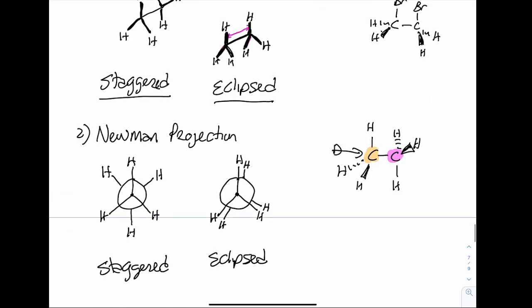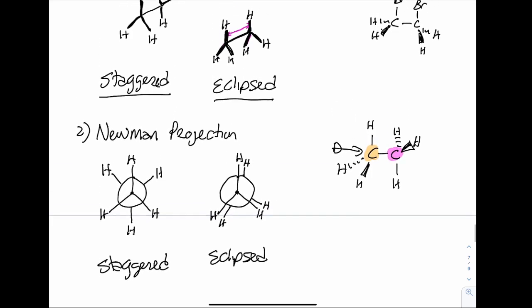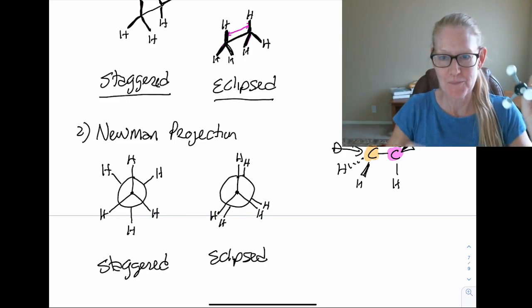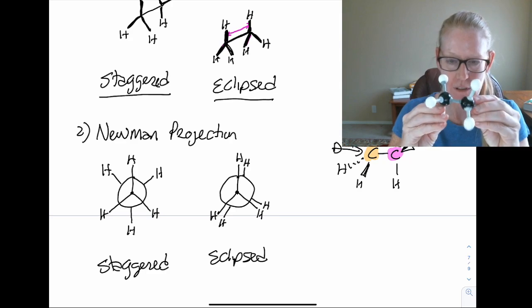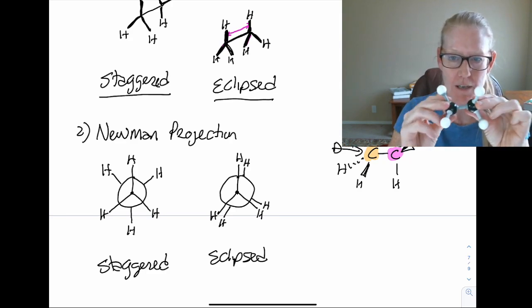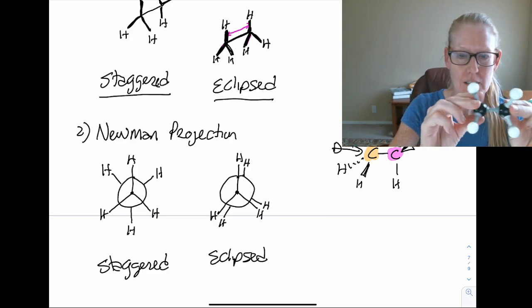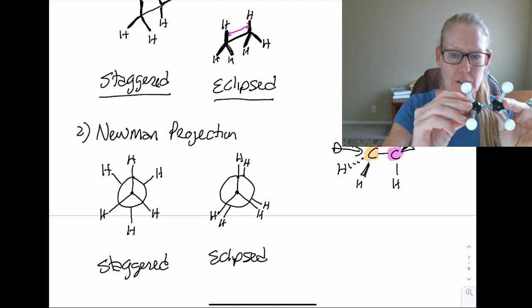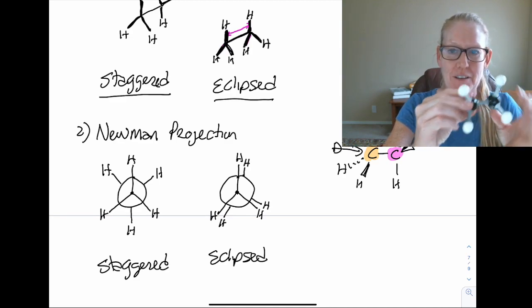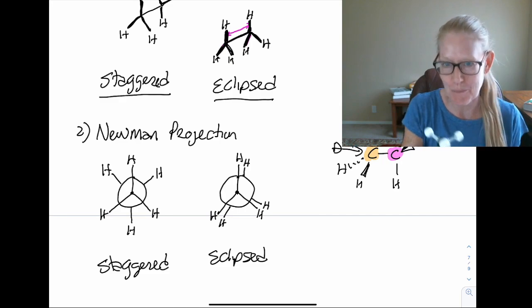So we'll look at some models here, and I can put them in both the Newman and the Sawhorse projections. I have an ethane molecule here, right? And I just have that single bond, so we can freely rotate it. So different conformations. Every time this moves a little bit, it's a conformation of the one before it moved.